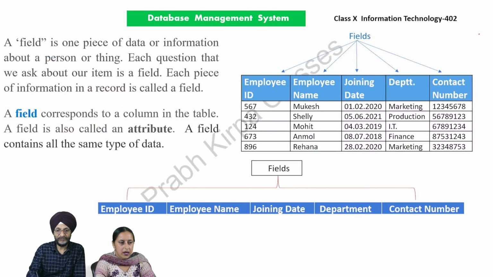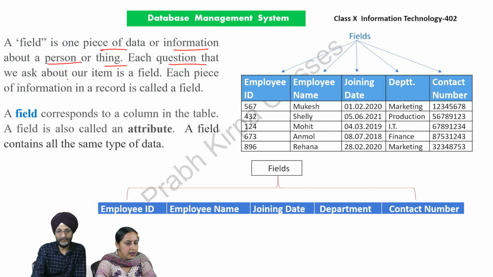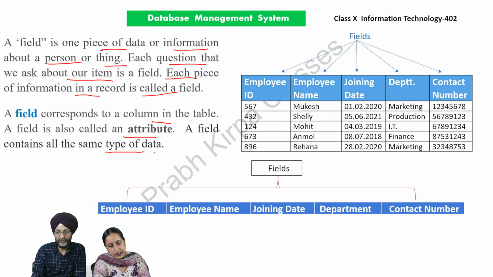A field is one piece of data or information about a person or thing. Each question that we ask about our item is a field. Each piece of information in a record is called a field. A field corresponds to a column in the table. A field is also called an attribute. A field contains all the same type of data.